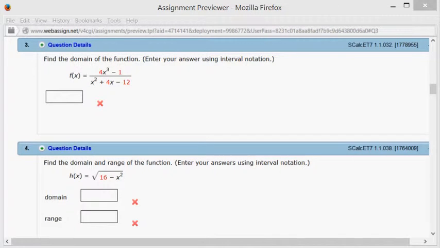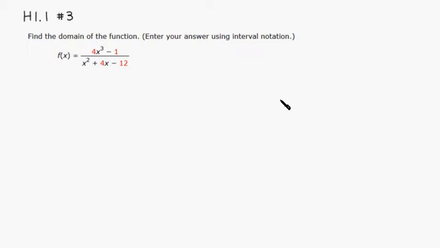Alright, let's look at the homework 1.1 problem number 3. We want to find the domain of this rational function. So let's do that. This is the rational function, and the only thing we have to worry about is the denominator being equal to 0. So we have to avoid that.